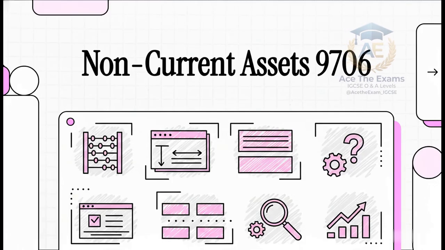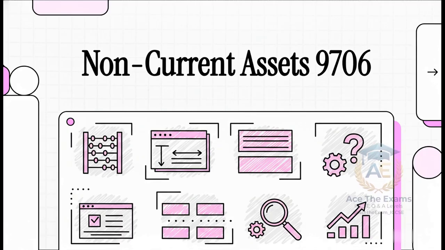Preparing for the Cambridge Accounting 9706 exam is notoriously rigorous. You know it, I know it. But looking at the historical data, there is one specific topic that consistently, year after year, trips students up, and that is ledger accounts and journal entries for non-current assets.